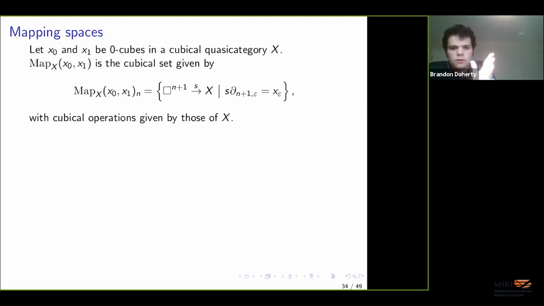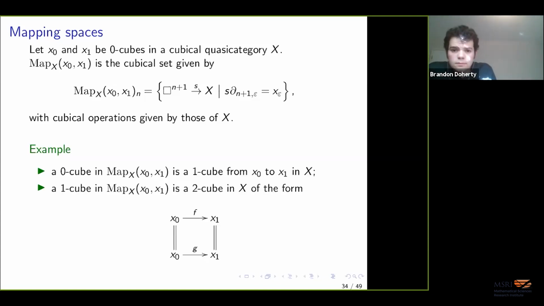So for two zero cubes, say x0 and x1 in X, some cubical quasi-category, we can define map x0 to x1 to be this cubical set whose n cubes are n plus 1 cubes of X, whose n plus 1 faces are the degeneracies, the degenerate cubes of the appropriate dimension at these vertices x0 and x1. And then the cubical operations, the structure maps, just come from the corresponding operations in X. So the I epsilon face of one of these cubes in map x0, x1 is just the I epsilon face of the corresponding cube in X.